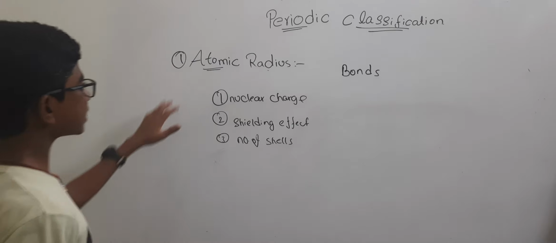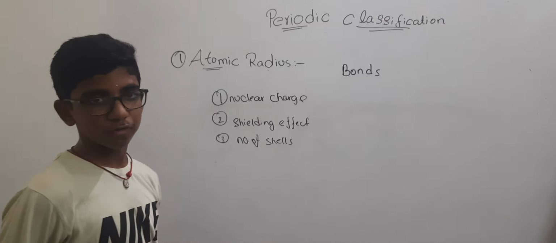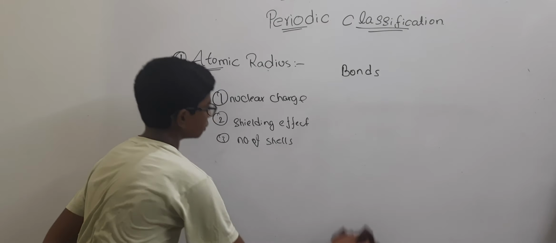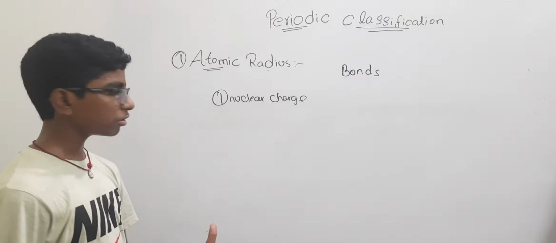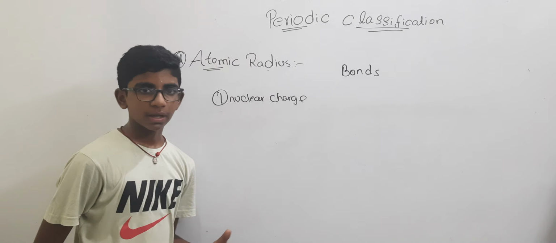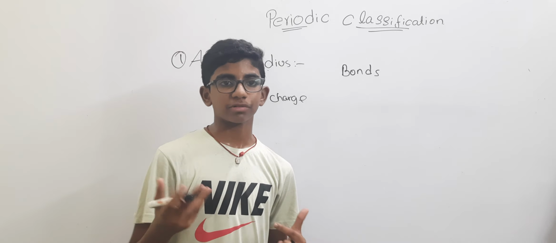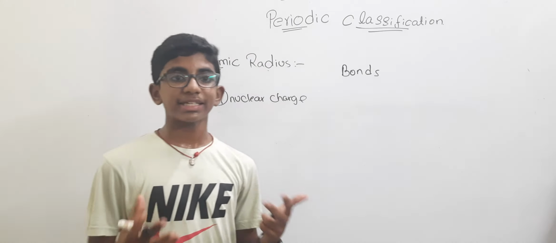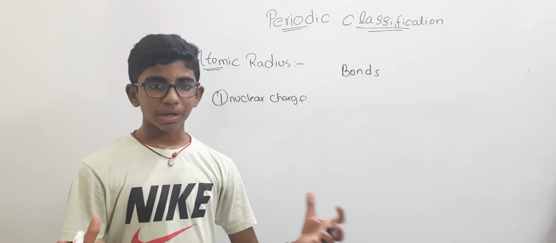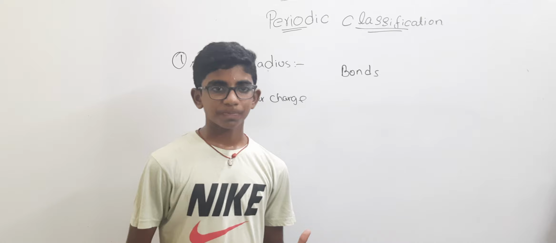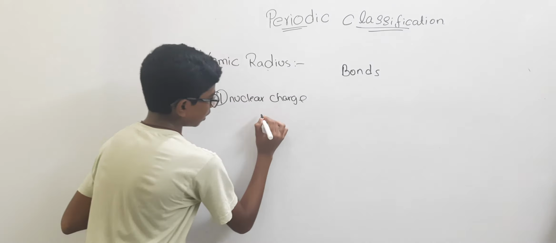Mainly, atomic radius depends on three factors: nuclear charge, shielding effect, and number of shells. First, we discuss nuclear charge, how atomic radius depends on the nuclear charge. Nuclear charge means the attraction force which comes from the nucleus towards the electrons. When the nuclear charge increases, the attraction force increases. Then the electrons come nearer to the nucleus, so the atomic radius decreases. Understand? Nuclear charge.